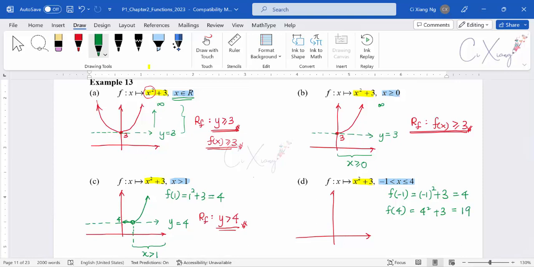Okay, so you will have your U shape. Maybe I can draw it like this first. This is originally a 3, right? Now from this diagram, I know that when x is equal to -1, this value that I have will be a 4. And when x is equal to 4, this value here will actually be 19.